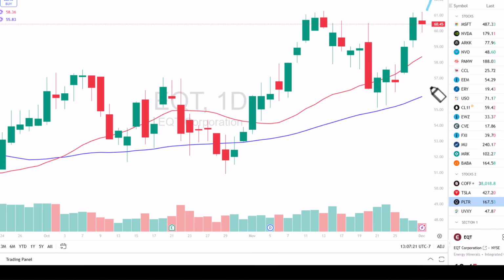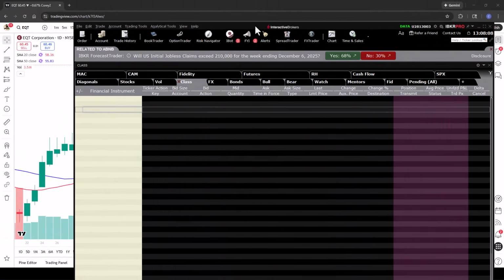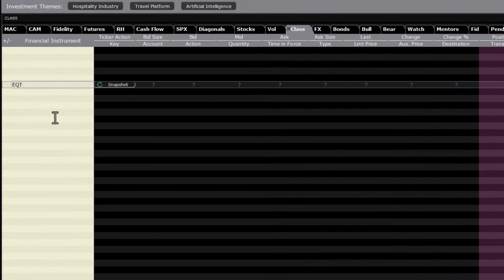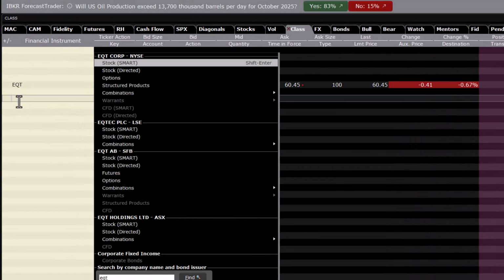Well, we've scanned through. We found a good candidate with good prospects, with a good sector. Now we need to build a trade that makes sense. So in order to do that, we can use the volatility of this stock that we're trading. So we come over to EQT. We'll pull it up in Trader Workstation. Here's the stock. Pull up its options.